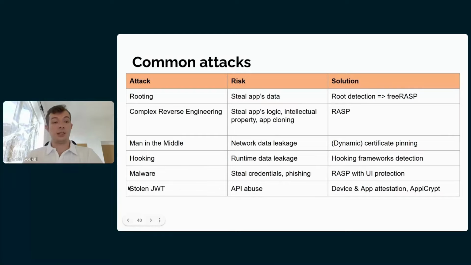And to prevent an attack like JWT stealing that may result in API abuse, you should look after technologies named like AppiCrypt or device and app attestations. This AppiCrypt technology, that's also developed by Talsec, is really sound, really great to prevent all those API abuse attacks I talked about. So definitely check this area whenever you need to protect your mobile API against various attacks.